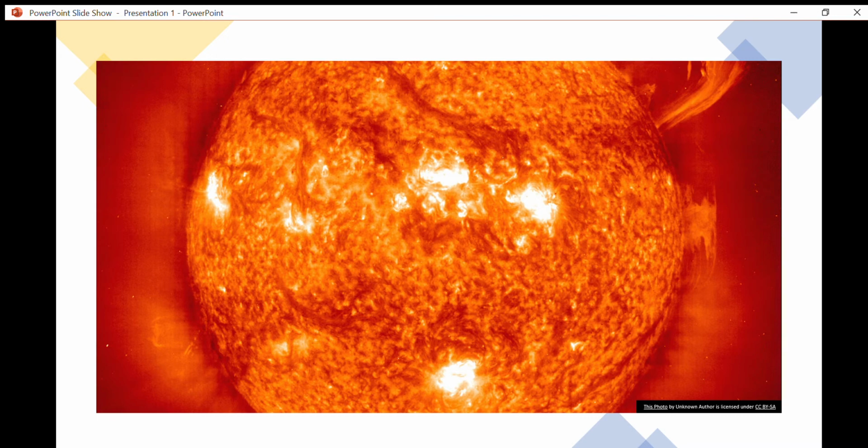The core of the sun is 15 million degrees Celsius, which is 27 million degrees Fahrenheit. If you compare that to the boiling temperature of water, which is 100 degrees Celsius, it is a lot.